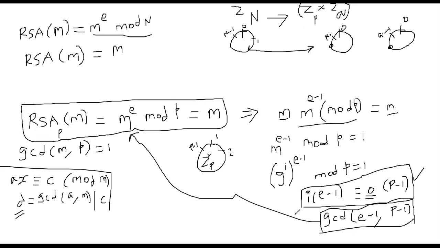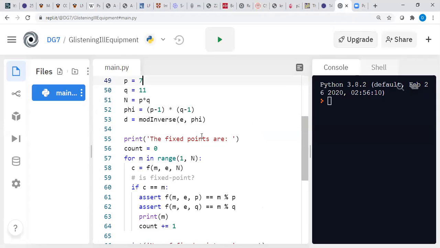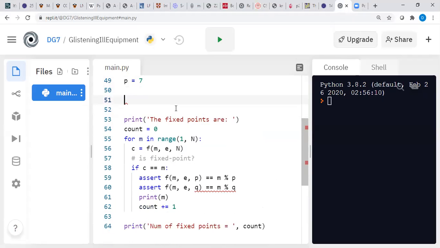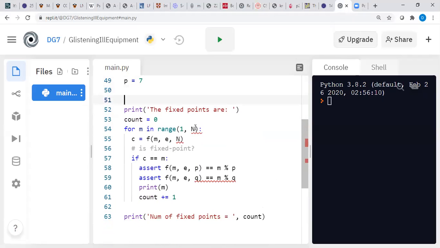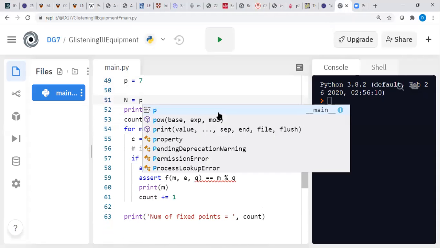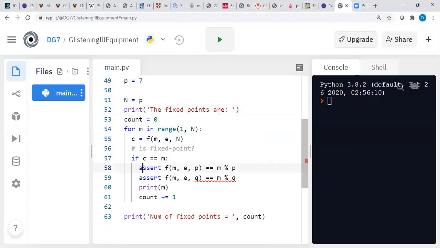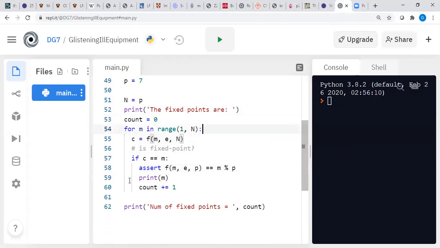All right, let's do that. So let's take a prime, 11 or 7, doesn't matter. We don't need N in this case. We don't need pi, we don't need D. We can remove all of these. I just wanted to show to you how many fixed points exist. N is the same as P. So we don't need Q. We can get rid of it. All right. So remember, N is the same as P. That's what I did for this demo.